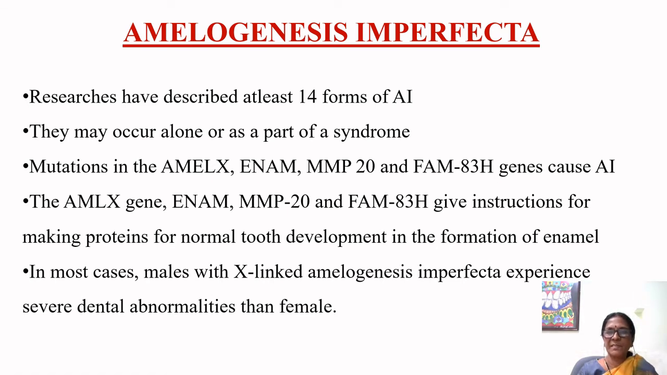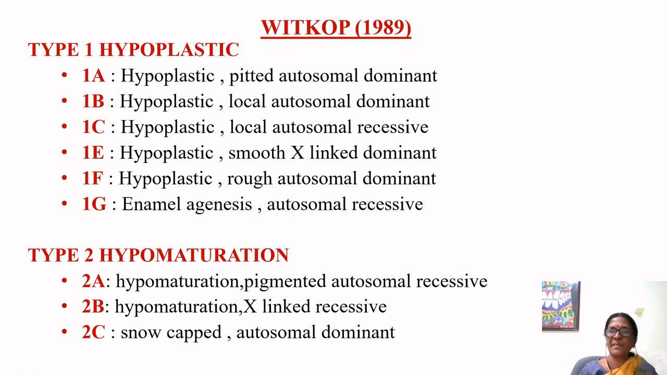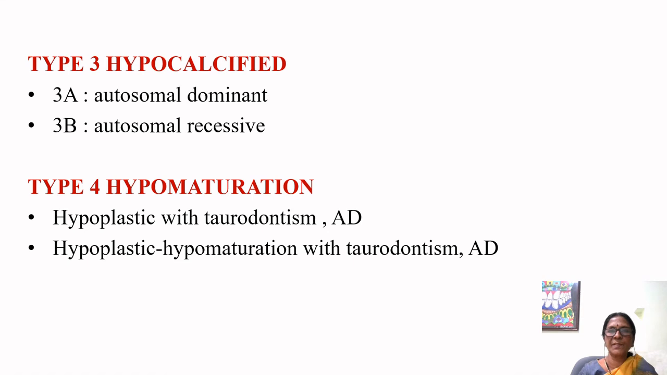Mutations in the AMELX, ENAM, MMP20, and FAM83H genes cause amelogenesis imperfecta. These genes give instructions for making proteins for normal tooth development and the formation of enamel. In most cases, males with X-linked amelogenesis imperfecta experience more severe dental abnormalities than females. Type 1 hypoplastic, type 2 hypomaturation, type 3 hypocalcified, and type 4 hypomaturation-hypoplastic with taurodontism are the different types in the classification.